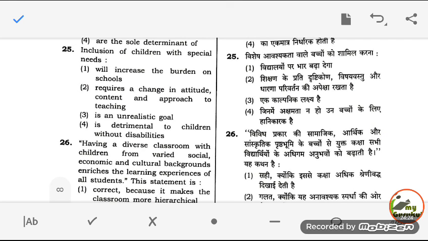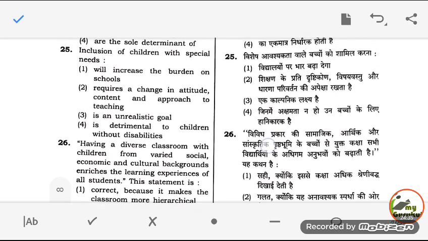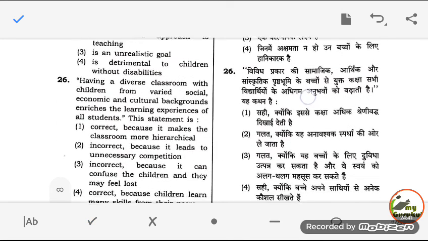So, the right option will be here. Yes, it requires a change in attitude, content and approach to teaching.